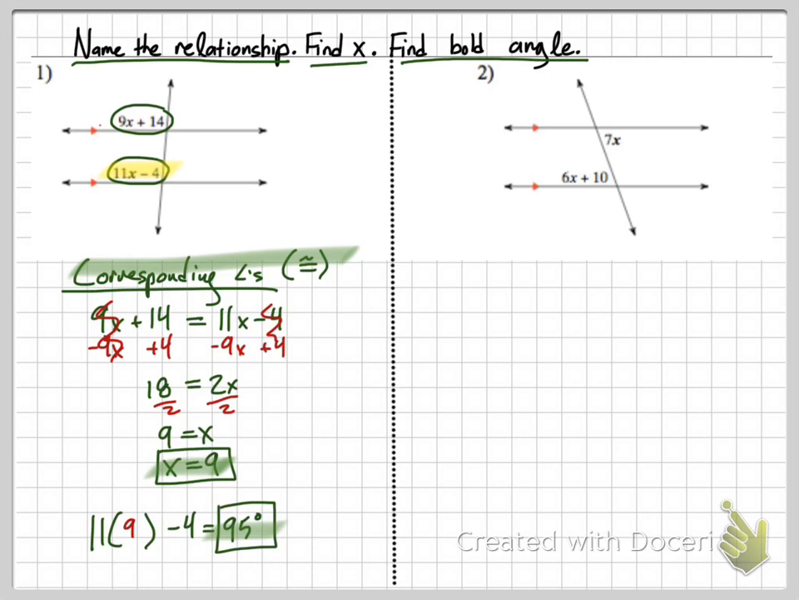All right, moving on to example 2. We're going to identify the relationship here, which we have alternating angles. They're alternating across the transversal, and they're both interior. So here we are working with alternate interior angles. And from our theorems, we know that these are congruent.